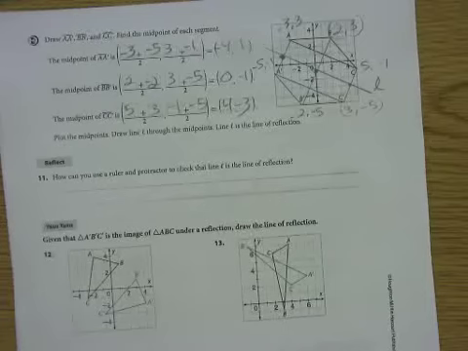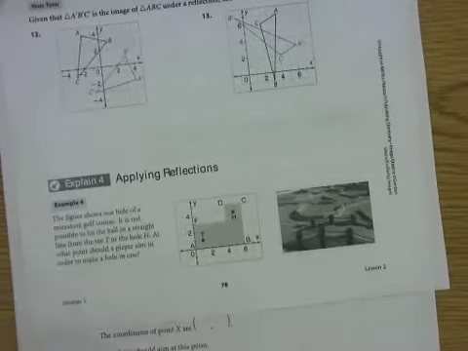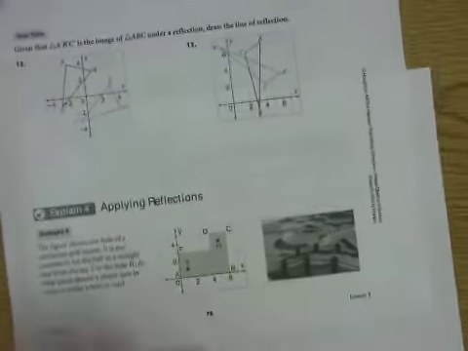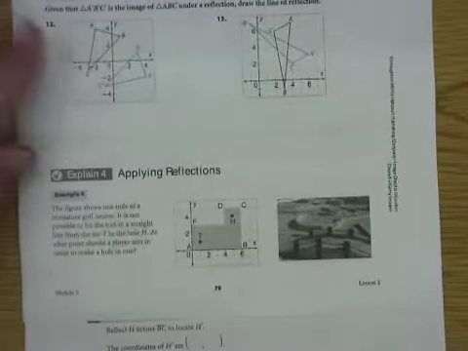In number 11, it's asking us how we can use a ruler and a protractor to check that line L is the line of reflection. We can use our protractor to measure the angle formed by L and the 3 segments A prime, B prime, C prime, and make sure that they are right angles. We can make sure using the ruler on our protractor to find the lengths of the parts of A prime, B prime.